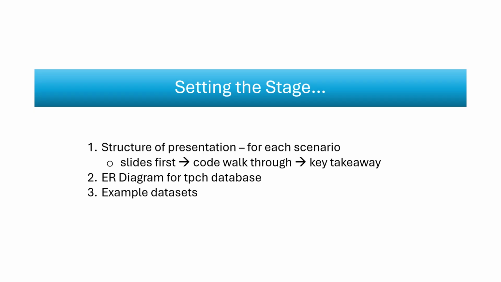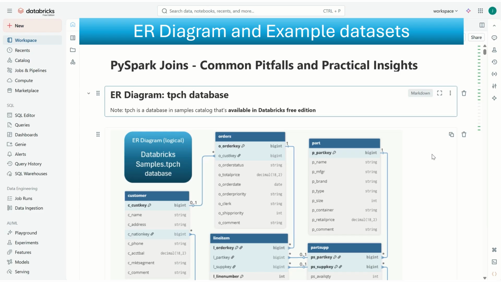By the way, there is one other thing that I want to show you before we start diving in. This is the Databricks notebook that we will walk through shortly. For now, I just want to point you to a couple of things. Firstly, the entity relationship diagram for the TPCH database. Some of the examples in this session rely on the tables in a TPCH database.